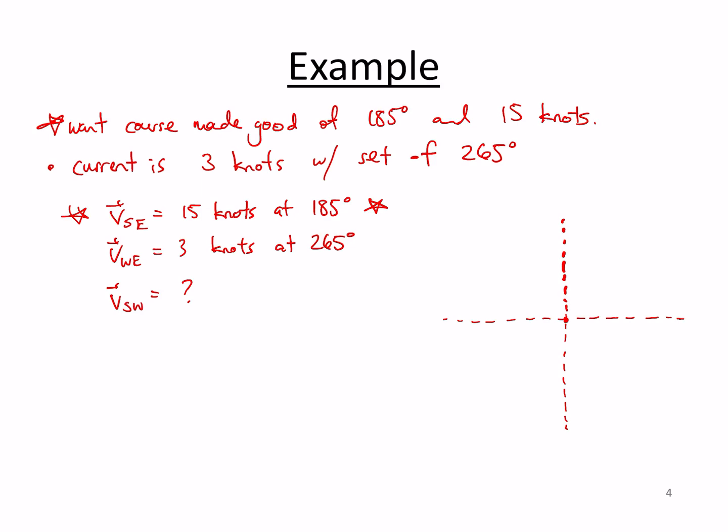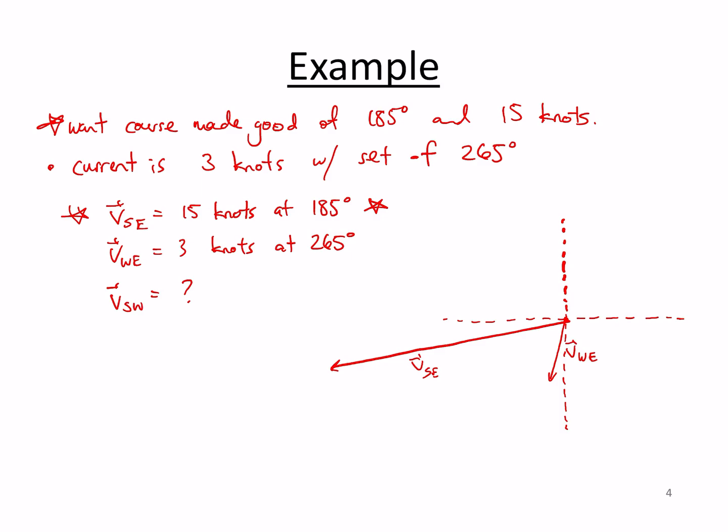So the first one, the velocity of the ship relative to the Earth that we desire, 15 knots at 185 degrees. So that's just below the axis. So let's say it's gonna look something like this. It's probably more than 5 degrees, but we'll stick with it. And that's the velocity of the ship relative to the Earth. And then we've got a much smaller vector, right? The current that is at 265 degrees. So that is something along those lines. The velocity of the water relative to the Earth, at 265.